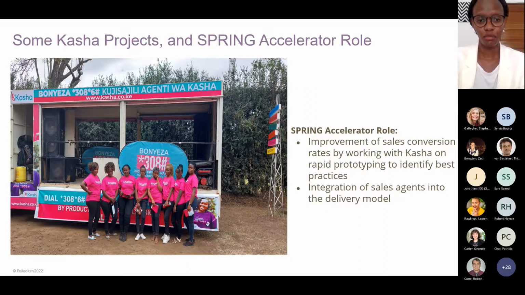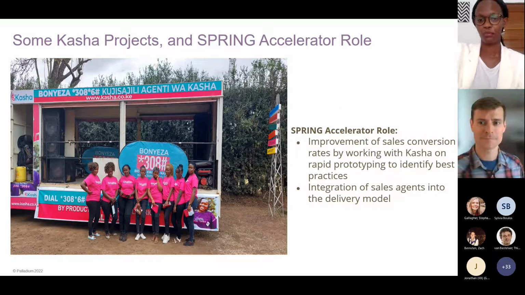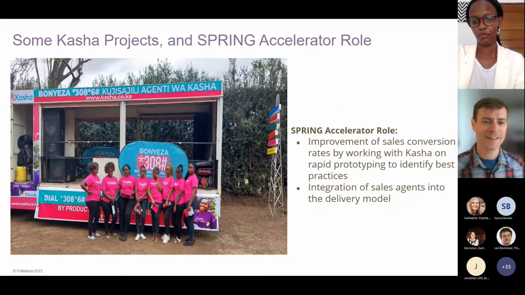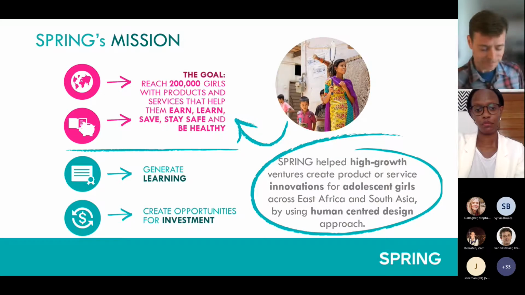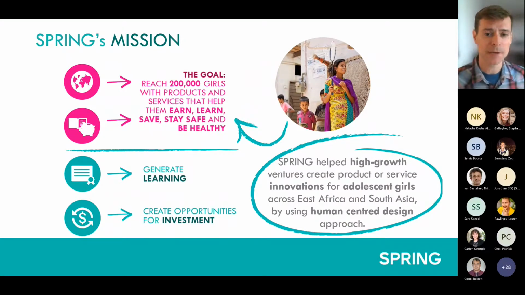So I think we'll hear more from Robert on the program itself. So I'll invite Robert to share what the Spring Accelerator program is. Robert, over to you. Thanks, Natasha. Yeah, I just want to explain a little bit about Spring Accelerator, and then we'll hear more and chat more with Natasha about how Kasha has really brought our mission to life.